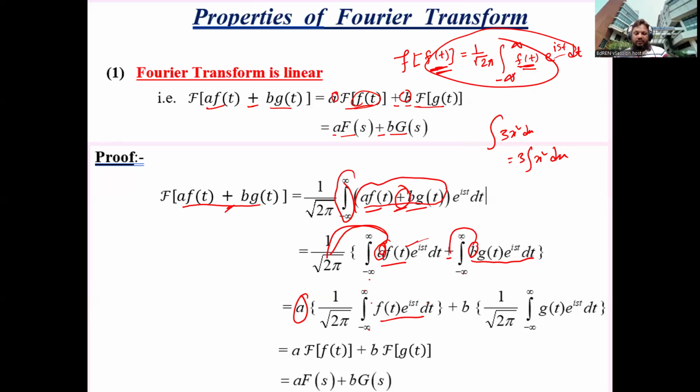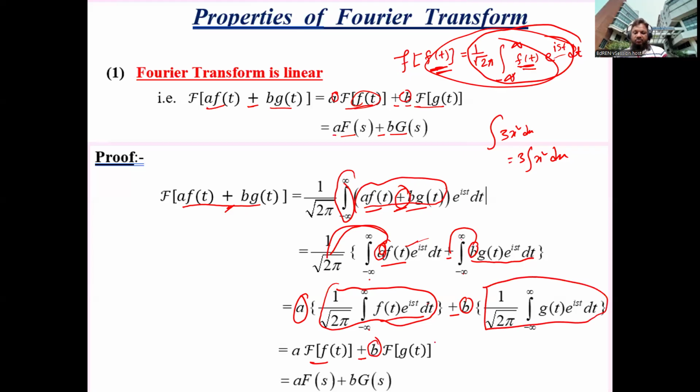So now you see in the first bracket, this is the Fourier transform of f(t), if we see the definition of Fourier transform. If it is plus or minus, and b is constant, so we can write b here. Then this one is the Fourier transform of g(t). Or if the Fourier transform of f(t) is F(s), we can write a F(s) plus or minus b G(s) for the Fourier transform of g(t).